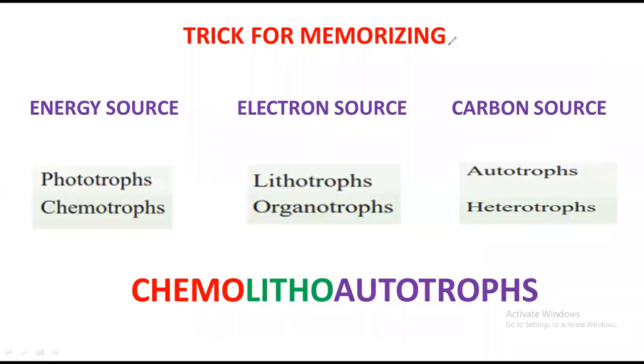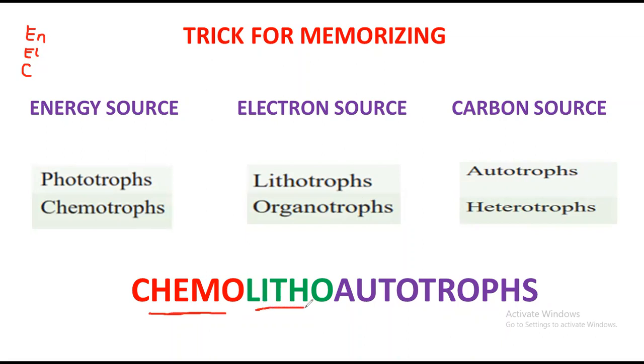Lastly, I want to tell you that such questions are asked in the paper, asking whether these are chemolithoautotrophs or chemoorganoheterotrophs. Such text is there in the exams, and such MCQs are given. The trick to solve the MCQs is to remember E, L and C. The first E is for energy. So this is the energy source, this is the electron source, and this is the carbon source. Whenever you see a word like this, the first term will indicate the energy source.